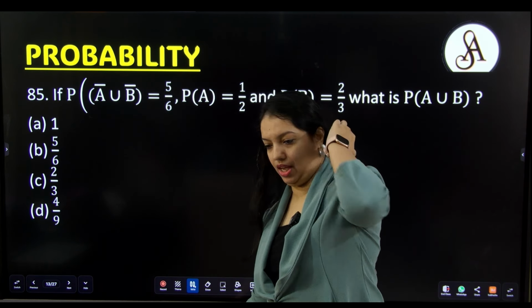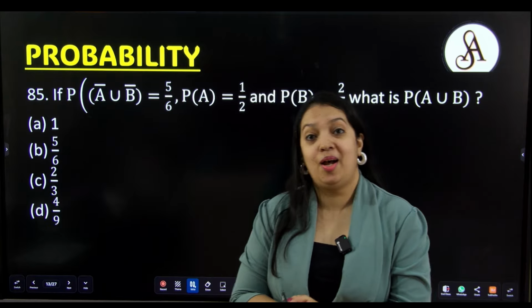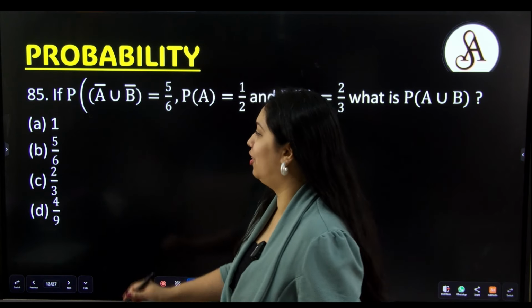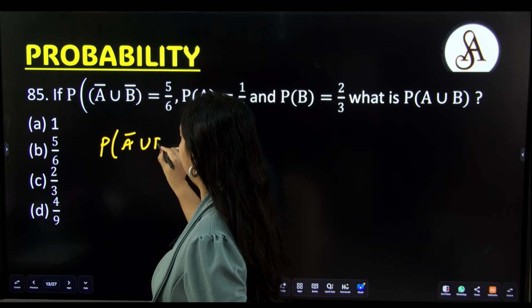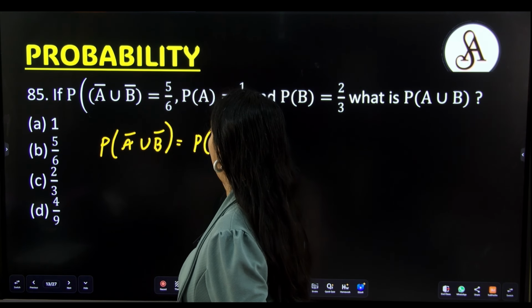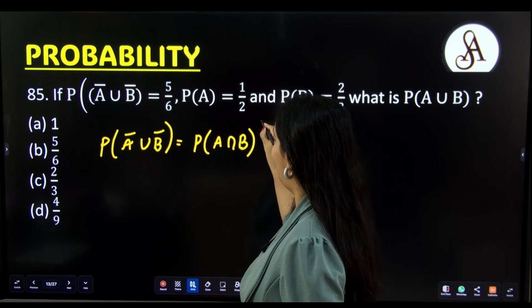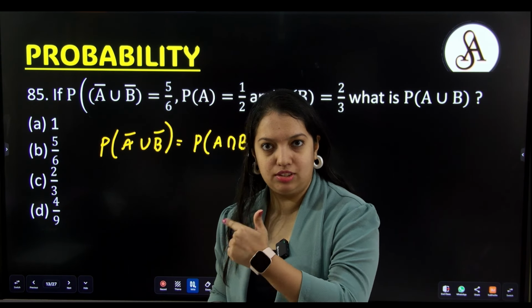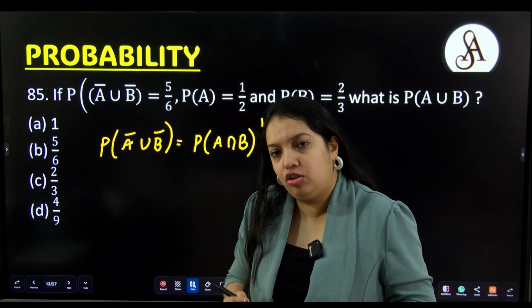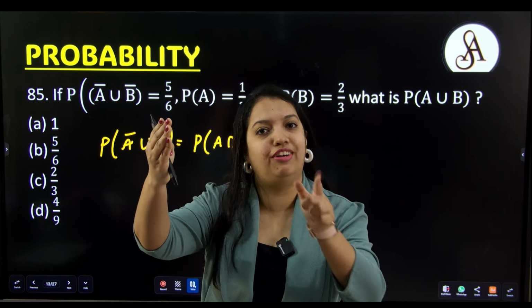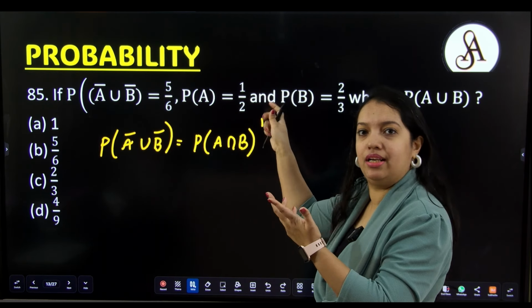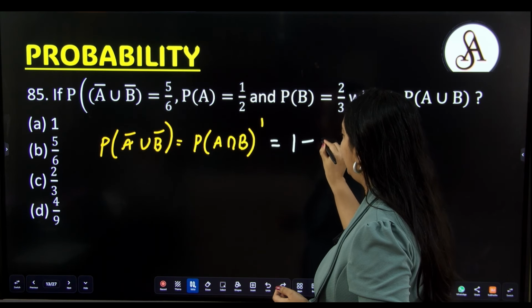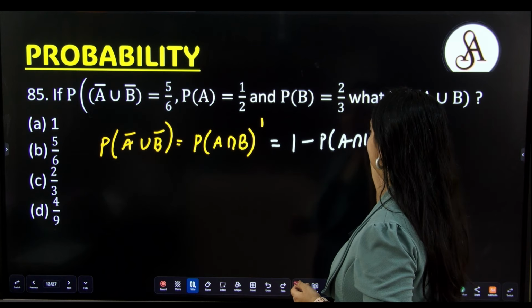if P of A dash union B dash, De Morgan's law states P of A dash union B dash is P of A intersection B whole dash. De Morgan's law, the standard law. Now, what do I mean by A dash? 1 minus A, B dash, 1 minus B, A intersection B dash. 1 minus P of A intersection B.